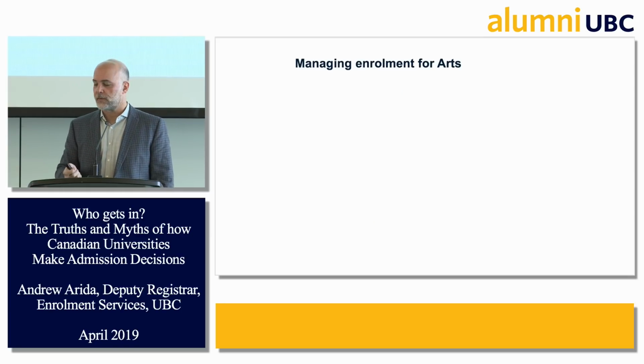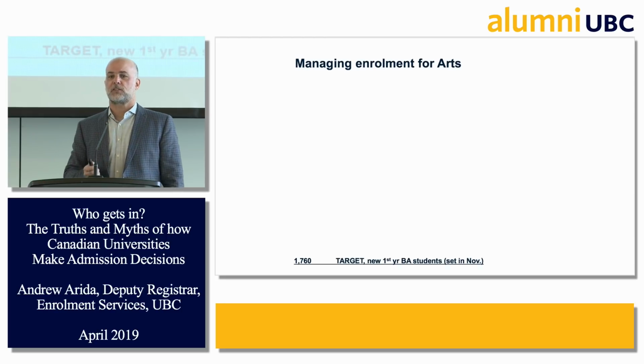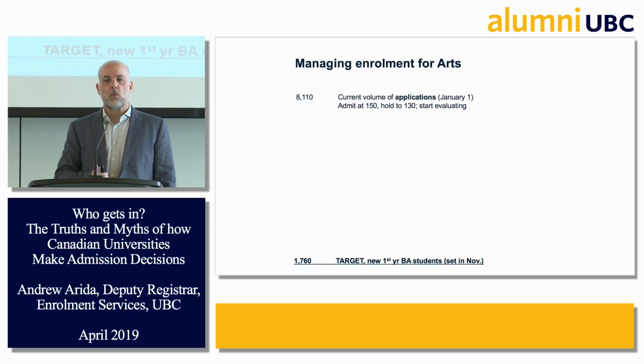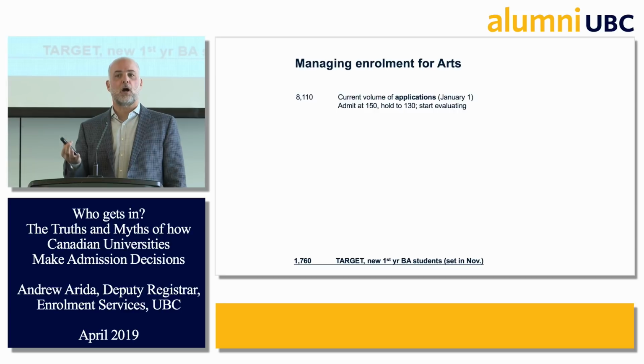These are real numbers from the Faculty of Arts a number of years ago. The Faculty of Arts has a target, 1,760 new first-year BA students. That's the target that we're trying to achieve in first year. Come January 1, I've got 8,100 students who've applied to the Bachelor of Arts program. Now, I have to start admitting. The applications haven't closed, applications are still coming in. I don't know my total number of applicants, but I can't wait. I've got to get going. So what I do is I pick cutoffs based on last year that I'm pretty sure are going to make it such that I don't over-enroll. I'm conservative right off the top, and I start going.